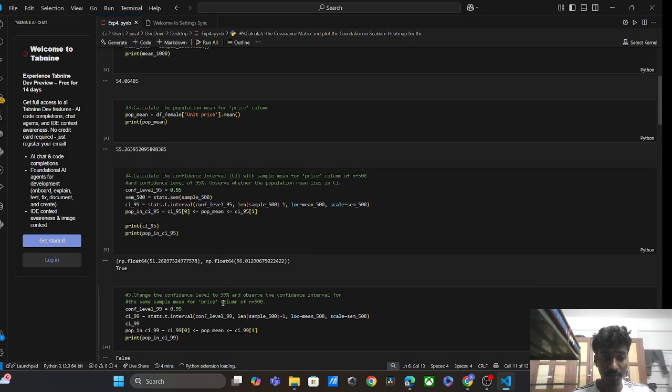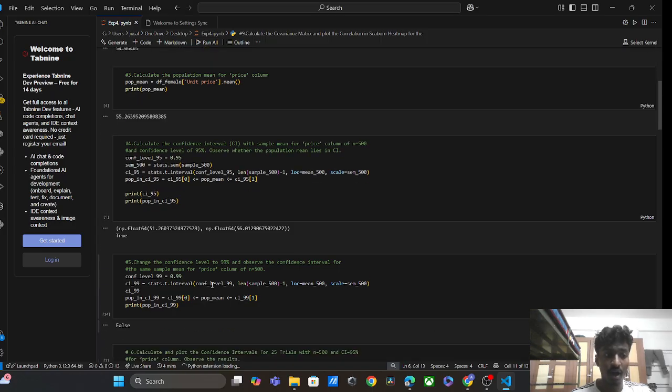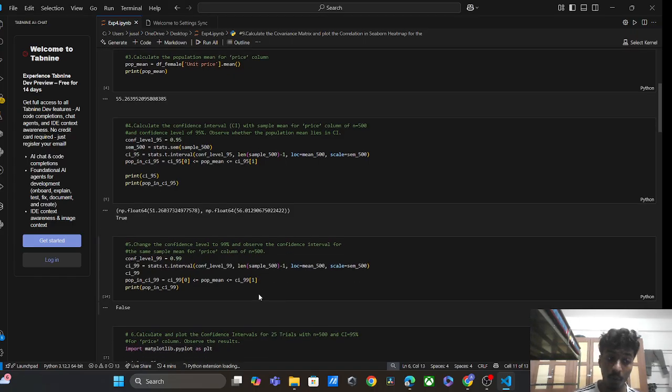For the fifth, we change the confidence level to 99 percent. This widens the interval because we are more confident but less precise. Again, we check if the population mean falls inside.